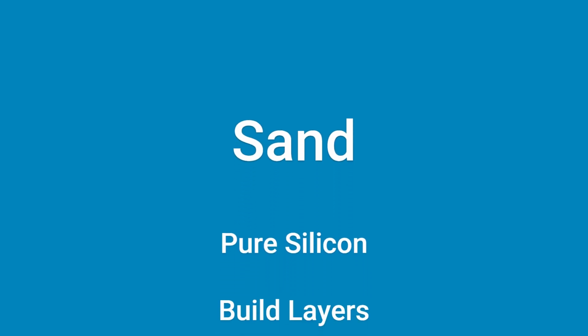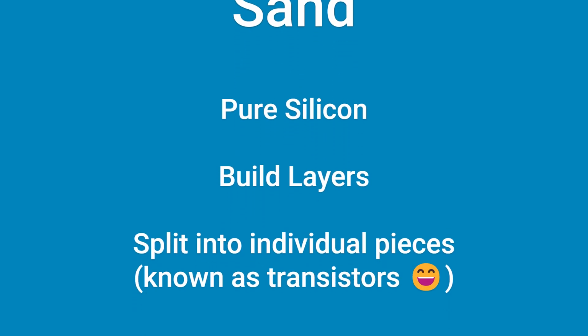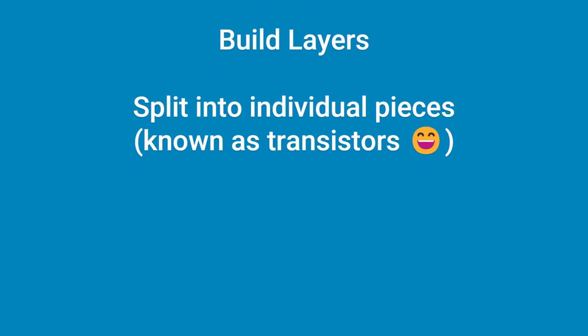So, to summarize everything we covered so far, we started with sand, refined it into pure silicon, built layers, and finally split them into individual pieces, which are called transistors. While we're not quite at a fully built computer yet, next time you're at the park or see sand, just remember that it could be the building block of something far more complex, a computer.